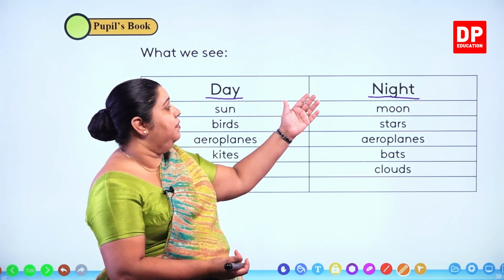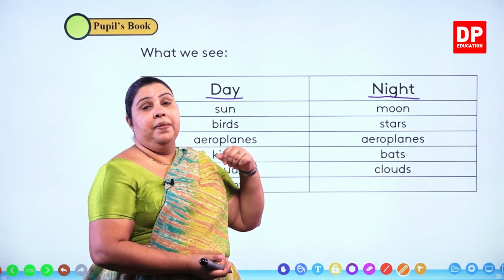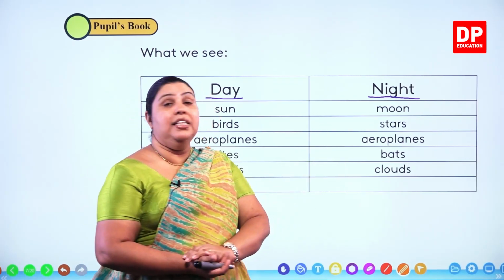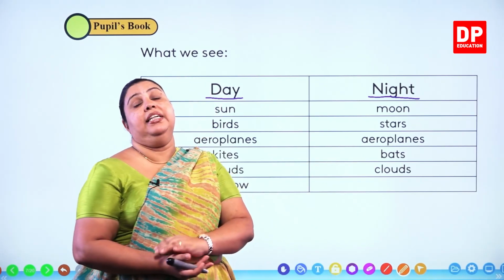So what are the things that we can see in the night sky? We can see the moon, we can see the stars, we can see the aeroplanes, we can see the bats, and we can see the clouds.